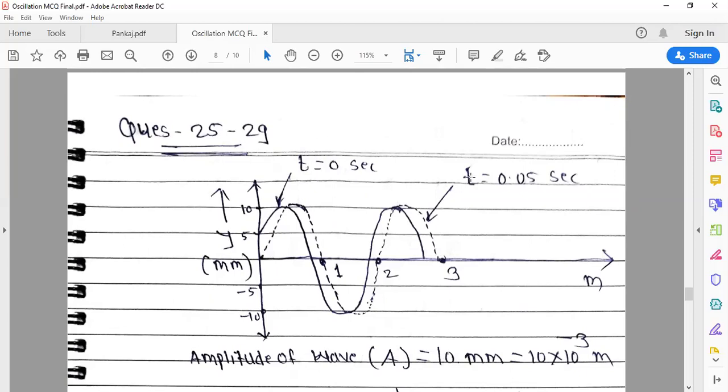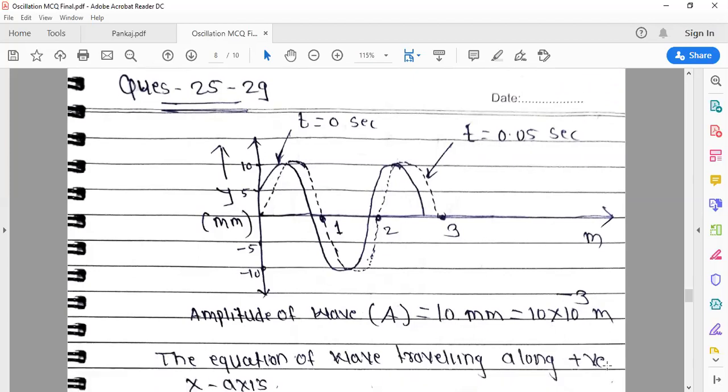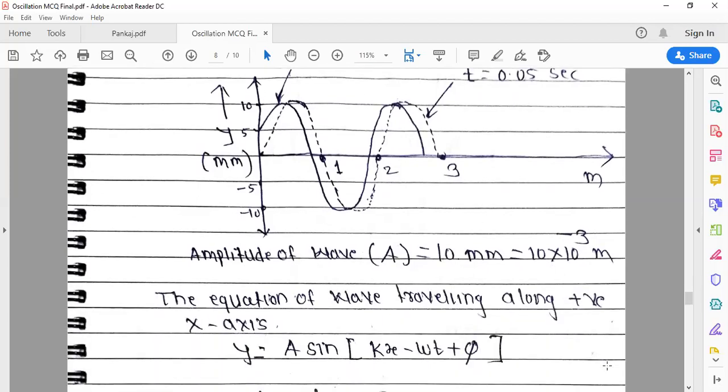At time t is equal to 0, and the second one at time t is equal to 0.05 second. Then from this figure, we get the amplitude of both the waves is equal to 10 millimeter. So 10 millimeter is equal to 10 into 10 raised to minus 3 meter. The equation of the wave traveling along the positive x-axis, we get y is equal to A sine of kx minus omega t plus phi.